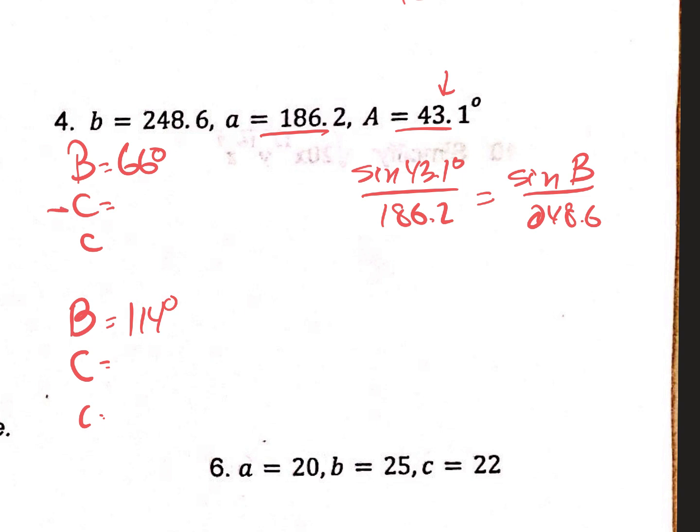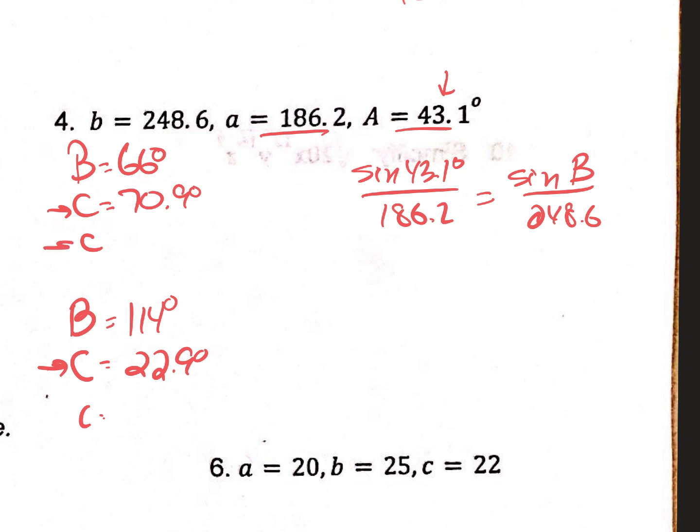So I'm going to find both angle C's next. I'm going to do 180 minus 43.1 minus 66 for the first one, and that gives me 70.9. And for the second C, this one down here, I'm doing 180 minus 43.1 minus 114. I'm getting 22.9 for that angle C.